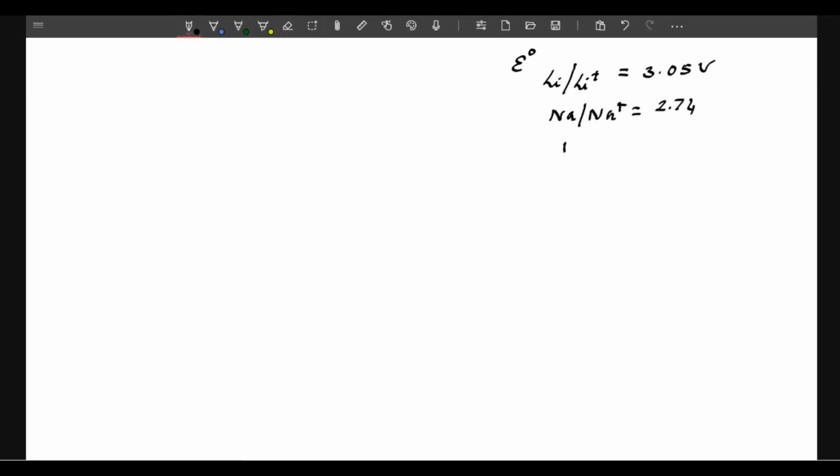Then potassium and potassium plus, 2.9 volt. Rubidium and rubidium plus, 2.94 volt. From this, you can tell the periodicity of this electrode potential, meaning along the column, how the potential varies, and along the period, how it varies.